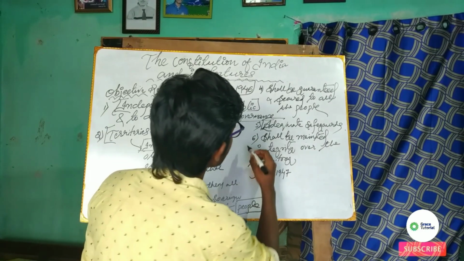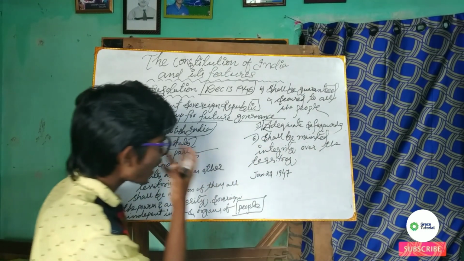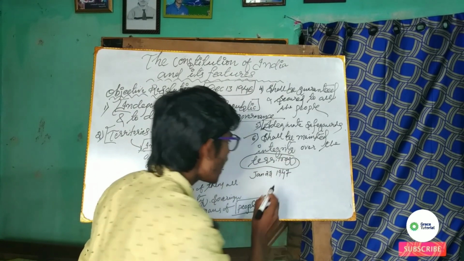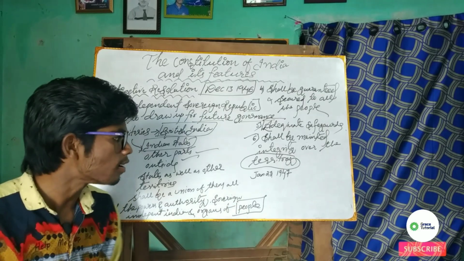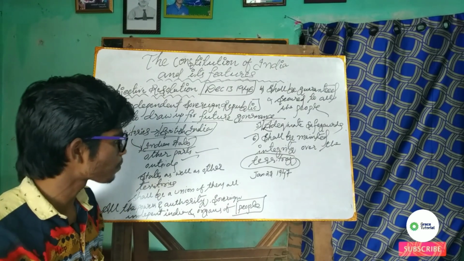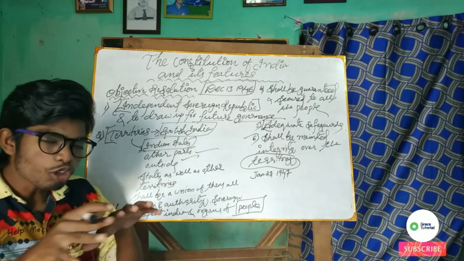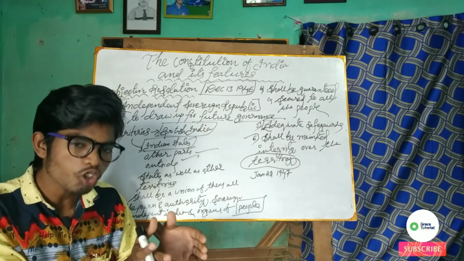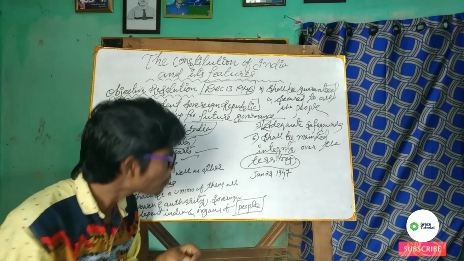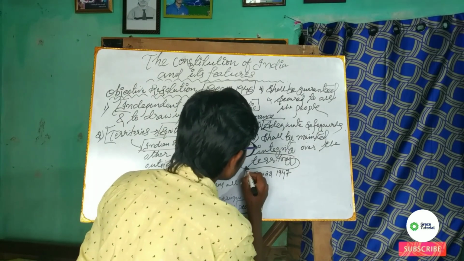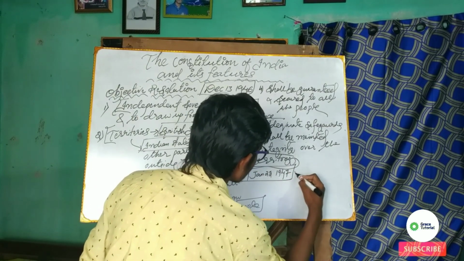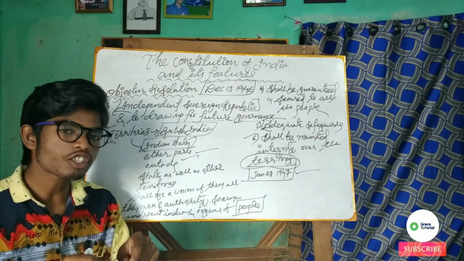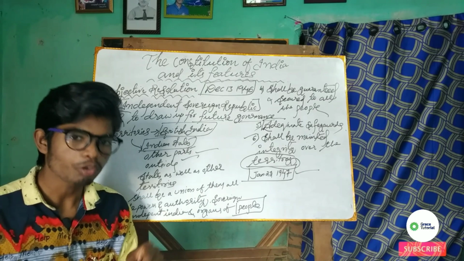It also read that the integrity of the territory of India shall be maintained, on the land, on the sea, as well as in the air, according to law and justice. Finally, the resolution moved by Pandit Jawaharlal Nehru was adopted by the Constituent Assembly on January 22, 1947. In this way, the Objective Resolution was passed.